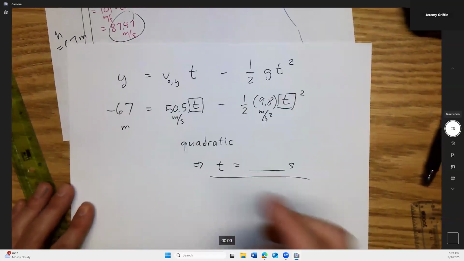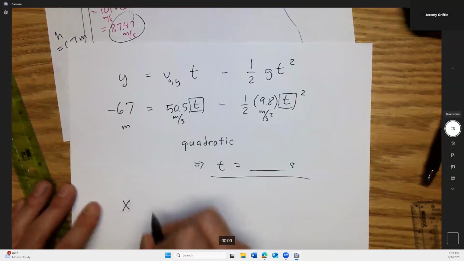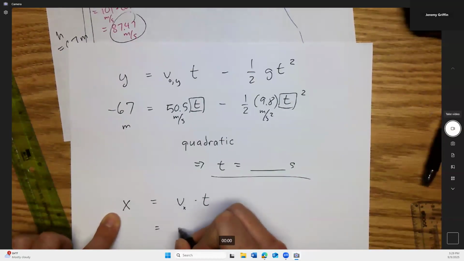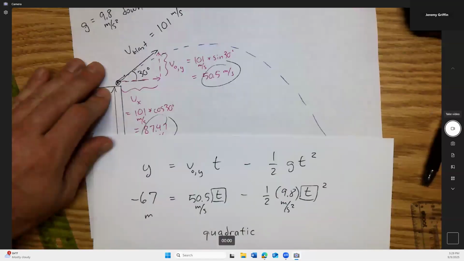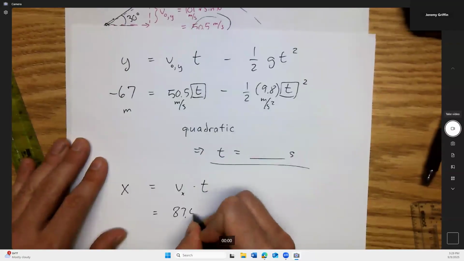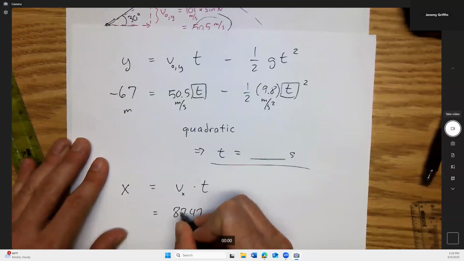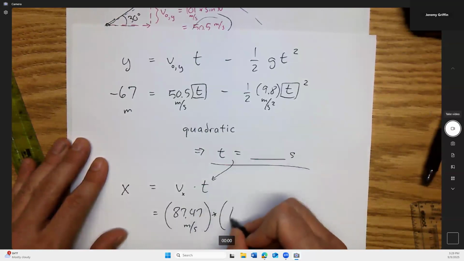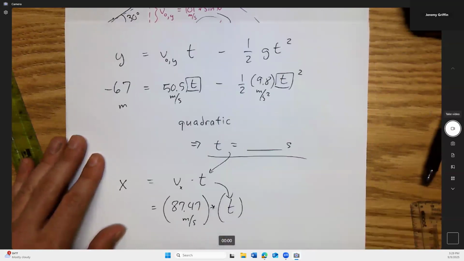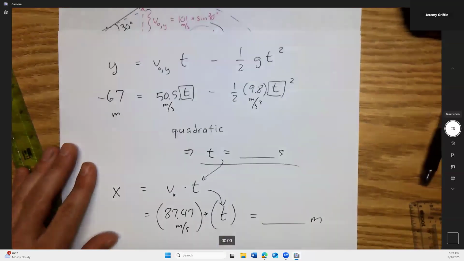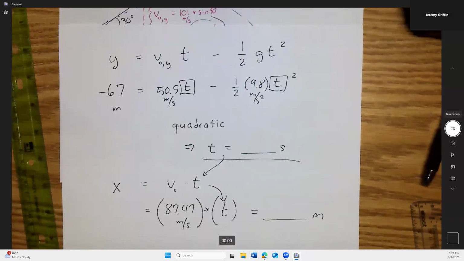Okay. After that, the very last step goes like this. How far it goes across is equal to v sub x times t. And the v sub x is this 87.47 meters per second on my paper. So I'll do 87.47 meters per second, and I'll multiply that by whatever I get for this t that comes from this quadratic equation. That'll tell me exactly how far it goes in meters. Yeah, that's the whole thing. All three scenarios on the back are that same process.